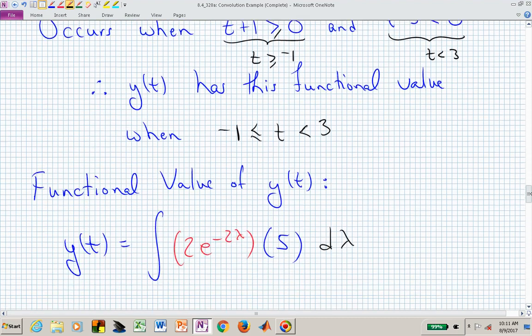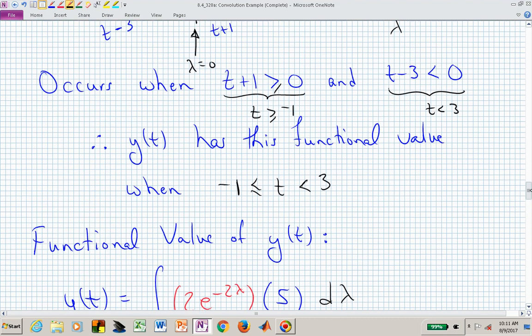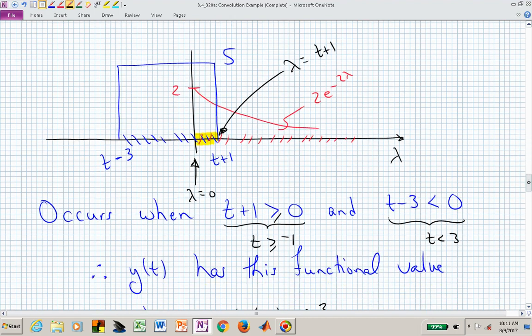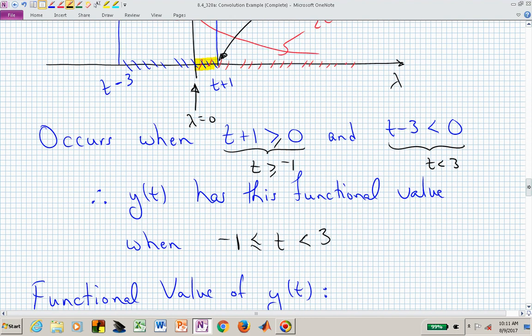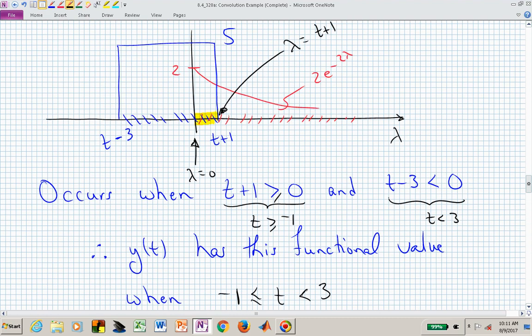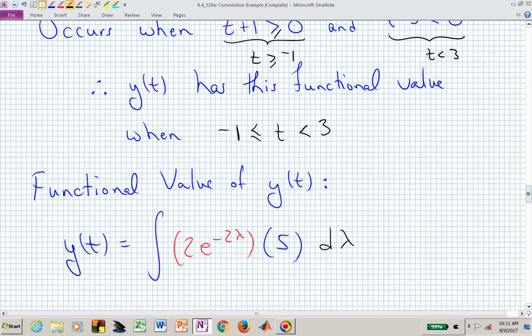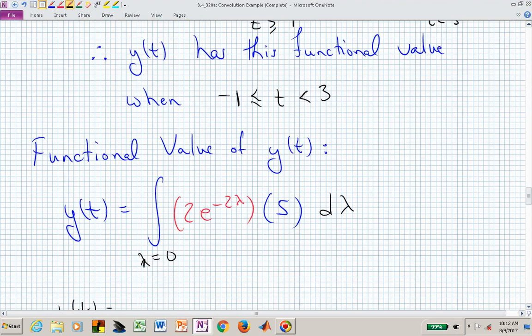So our limits of integration, the interval where this overlap pattern is true, is when t is between minus 1 and 3, but t, remember, is not the same as lambda. The integral of these two waveforms is going to be the integral from lambda equaling 0, the lower limit, up to lambda equal to t plus 1. And now we simply need to pull out our integration capabilities and start integrating.